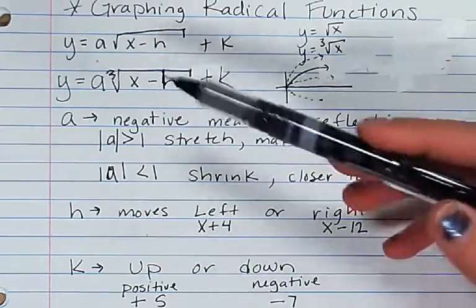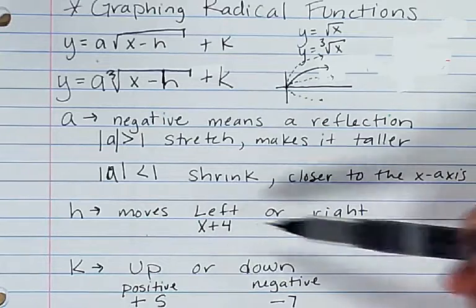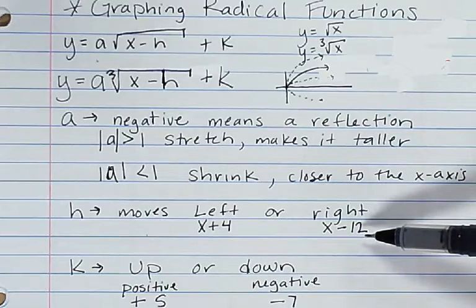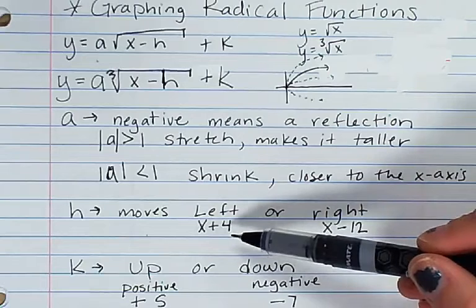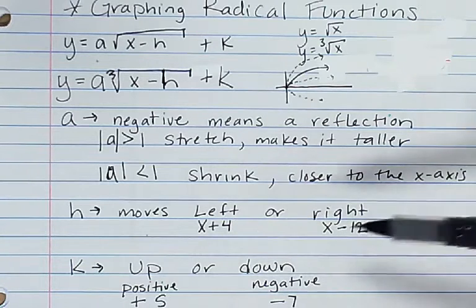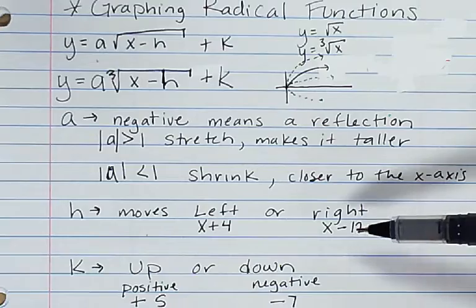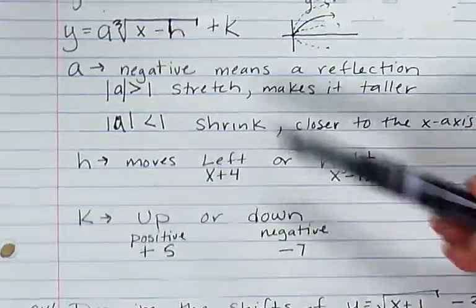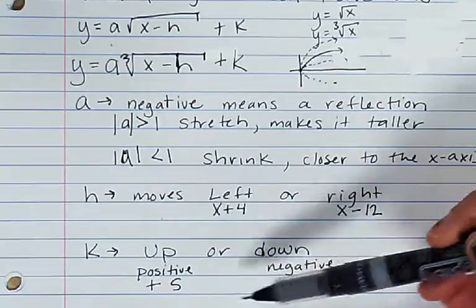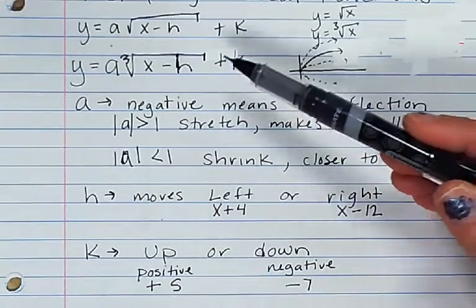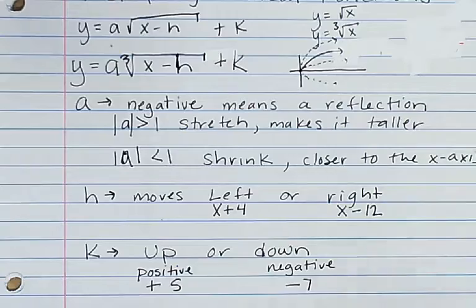H, that's the number that's inside the radical with x. It's in charge of moving your graph left or right, and it's kind of like the opposite. So if it's a positive, x plus 4, this would be an example of moving to the left 4. If it was x minus 12, you would go to the right 12. For k, that's the number outside the radical. It's in charge of moving up or down. So it's exactly what you think. If it's a plus 5, you're going to go up 5. If it's a minus 7, you're going to move it down 7.